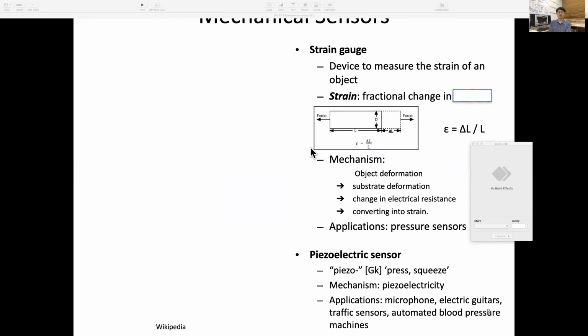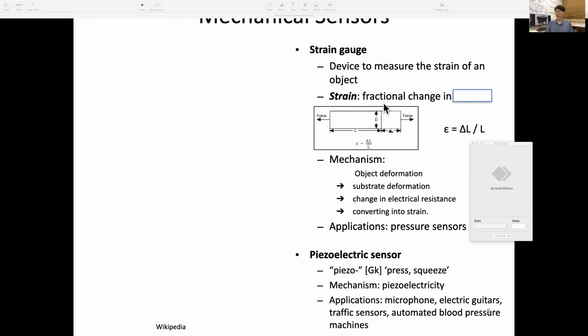So now let's move on to discuss mechanical sensors. Usually when we're talking about mechanical sensors, we're talking about strain gauges. What is a strain gauge, and what is strain? We need to define strain first.